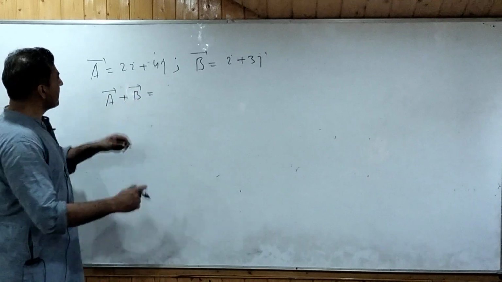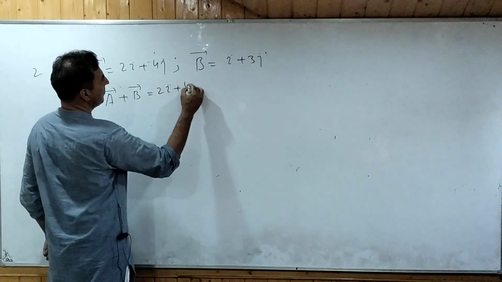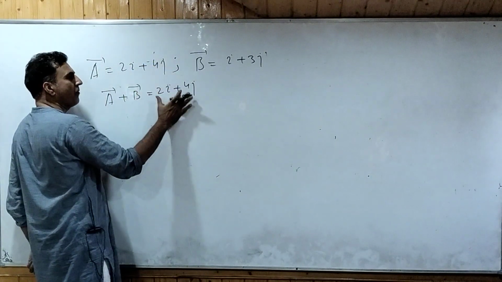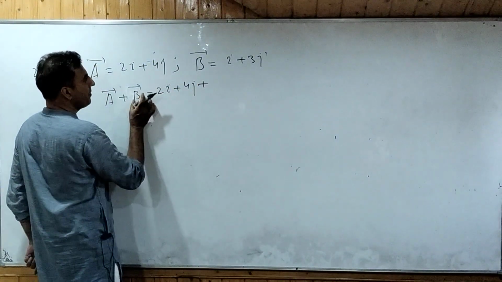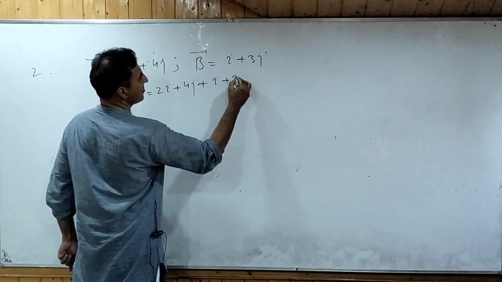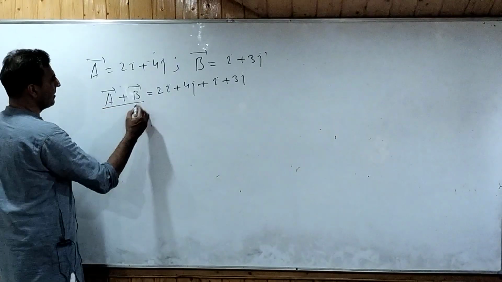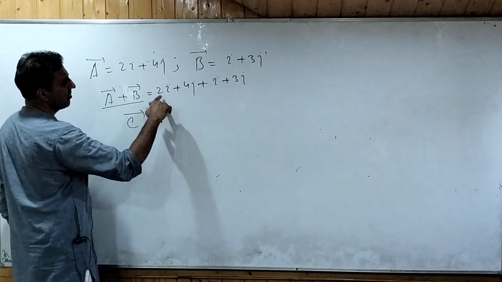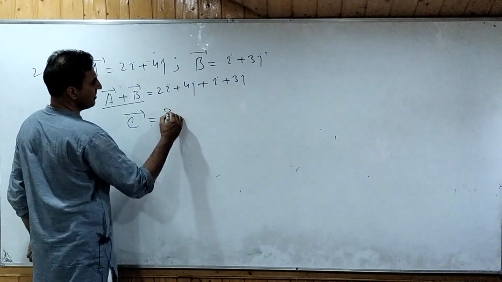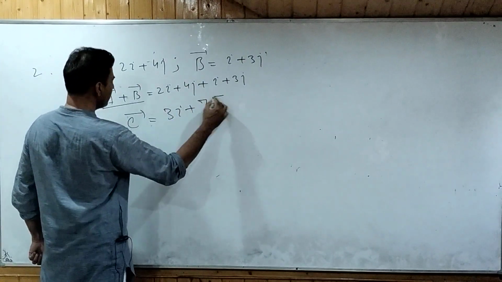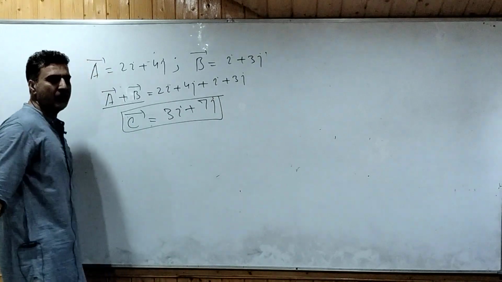So first, you write this. Write down the A vector in component form, plus B. For B you write I plus 3J. Right? Now A plus B, vector C, let me suppose it is 2I plus I means 3I, 4J plus 3J means 7J. This is the answer. Quite simple.